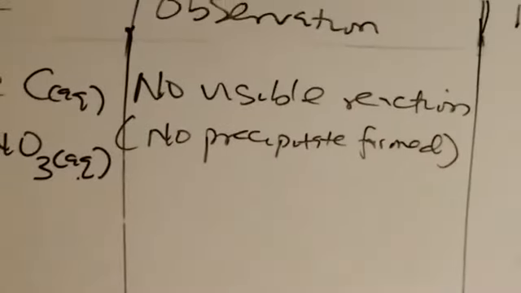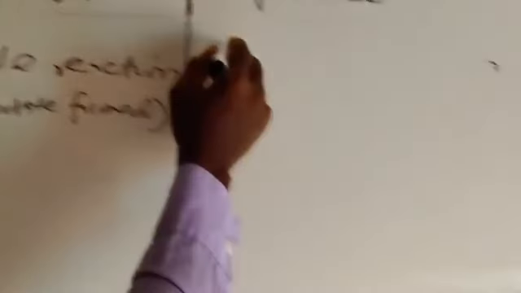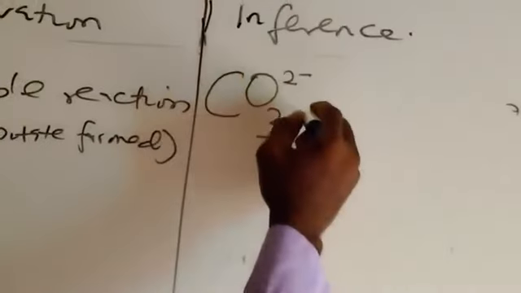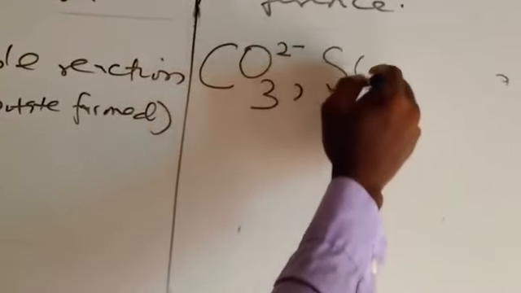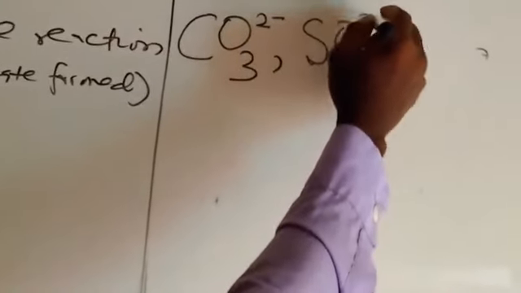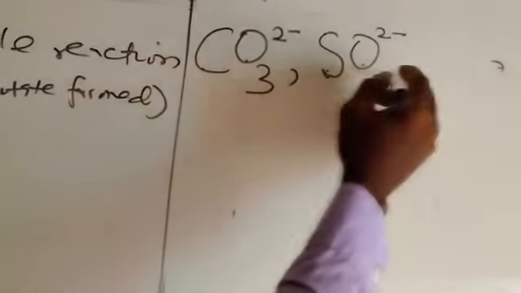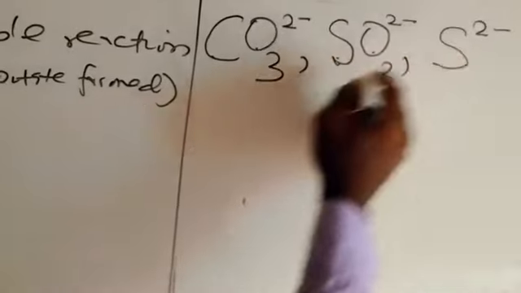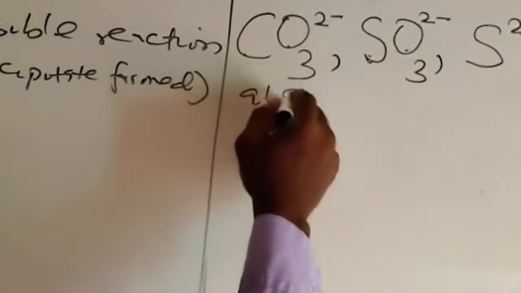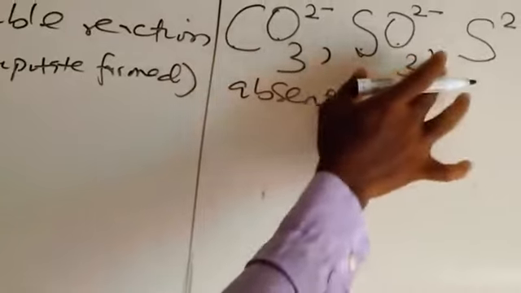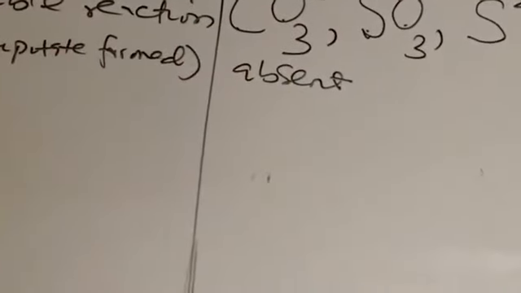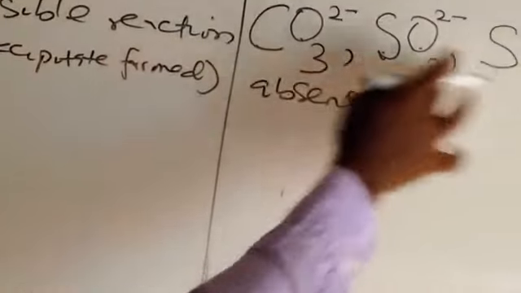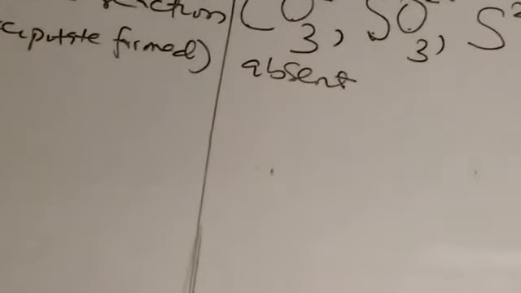Then under inference, you write carbonate ion, CO3 2 minus, SO3 2 minus, and then sulfide ion, S2 minus. These 3 ions, you write, they are absent, because if they were present, they would liberate a gas with acid. Since no gas was produced and no reaction happened, that means these ions are not in the C aqueous.